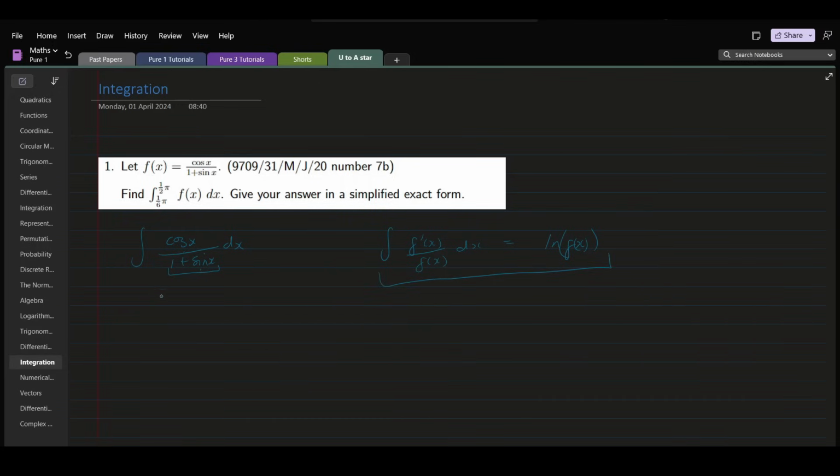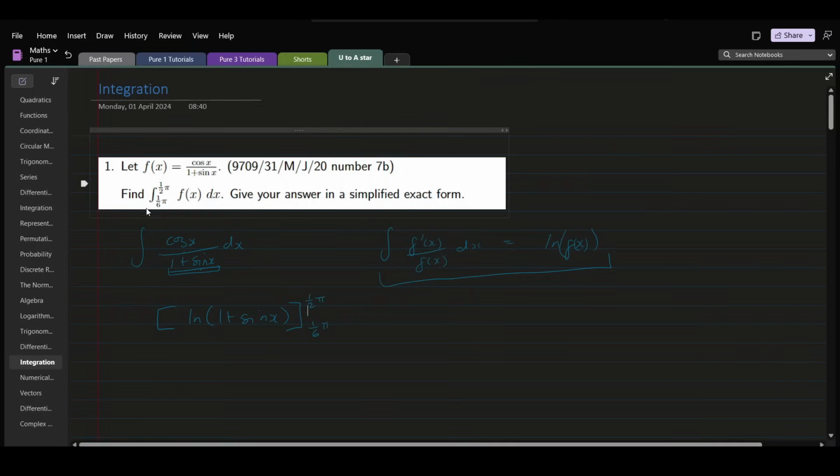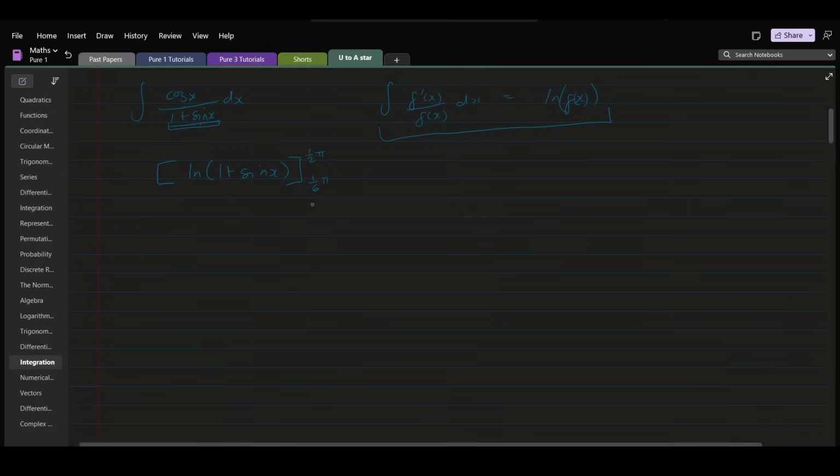So that means our integral will now become ln f of x. So f of x is 1 plus sine x. So we can go on to say that ln 1 plus sine x is our integral. And then our limits are from 1 over 6 pi to 1 over 2 pi. Let's go on to substitute in our limits.